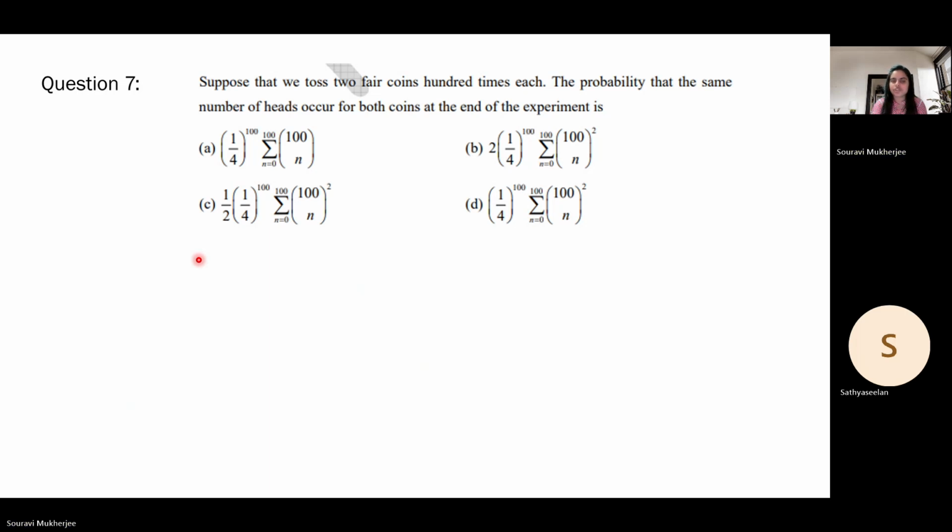Okay. So now if you toss one coin 100 times, what is the probability that you get some certain n number of heads? Okay. That's where you have to start. And then you have to proceed further. I'll give you another couple of minutes. Just see if you can solve it.